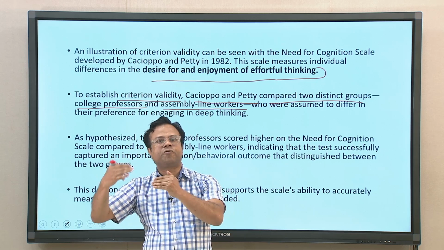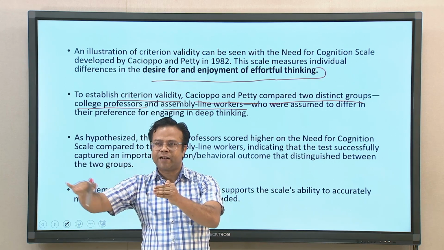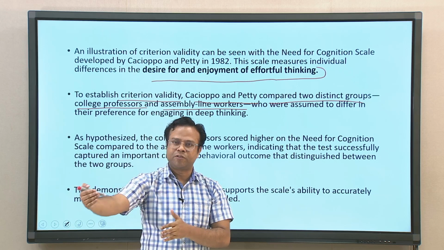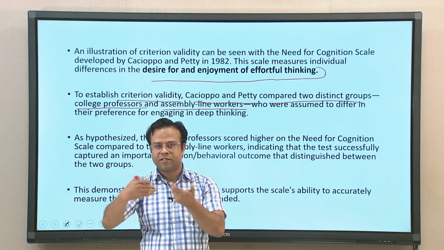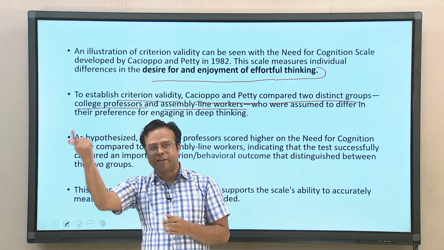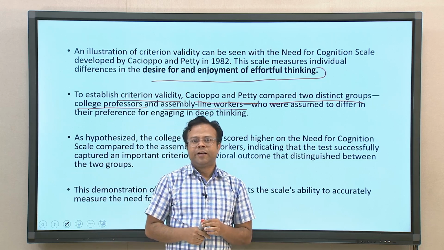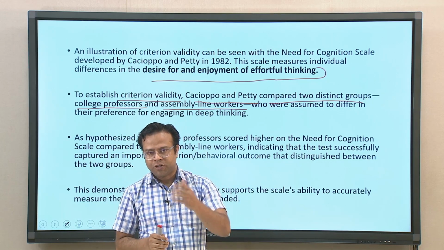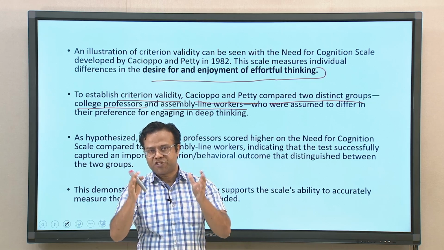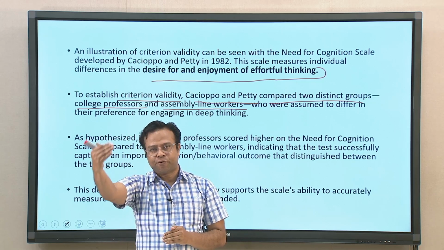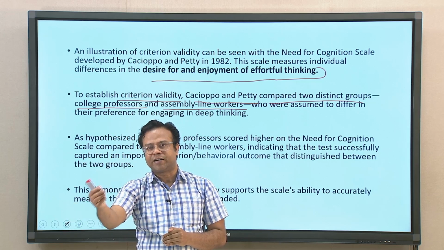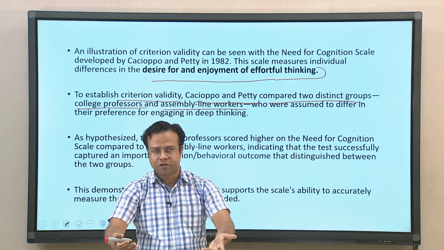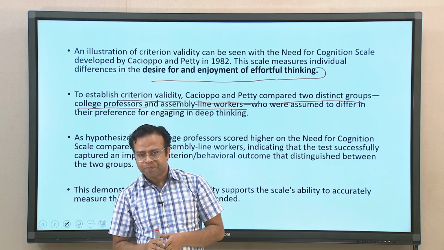Assembly line worker, there is no need for thinking, they do mechanical tasks, same routine task every day. They have to put one thing from here to there and that is all, whole day this is their work. There is no scope for thinking there. So, naturally, if the scale shows that college professors score high on the need for cognition as compared to assembly line workers, that means it is a valid scale. It is distinguishing people who should be distinguished on that particular concept.